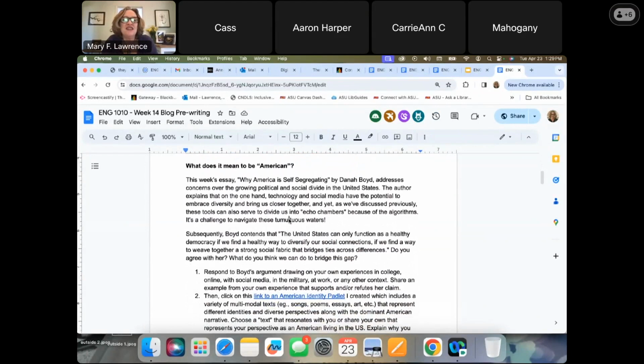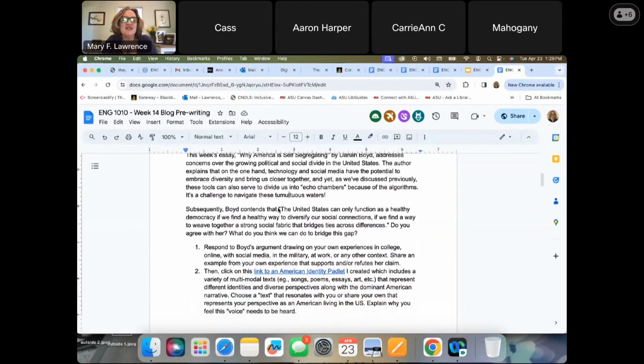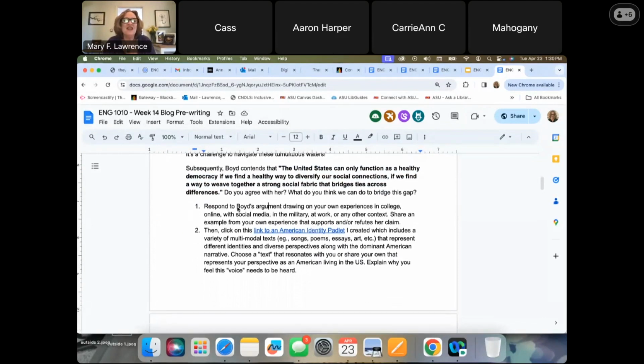And then we get to Dana Boyd's essay, Why America is Self-Segregating. And she says, I should put this in bold, the United States can only function as a healthy democracy if we find a healthy way to diversify our social connections, if we find a way to weave together a strong social fabric that bridges ties across differences. So that's her thesis. And you can refer to it. You can, if you agree, disagree, do you think that we can bridge these gaps?